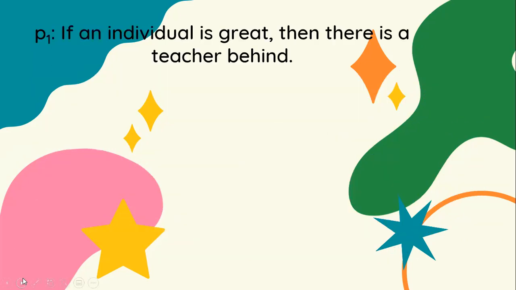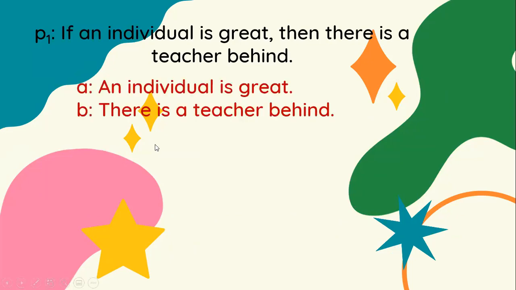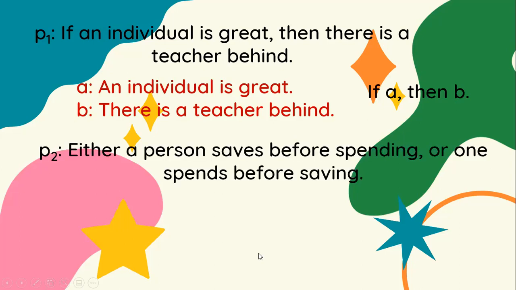Okay. So ito hihiwa-hiwalayin natin. So the first proposition, an individual is great. The second proposition, there is a teacher behind. If A, so in symbols, instead of having the long sentence and B. Kasi nga A represents the sentence, an individual is great, while B represents there is a teacher behind. So for us to have a compound proposition using an if then statement, then this piece of one proposition can just be denoted by if A then B. Okay po?